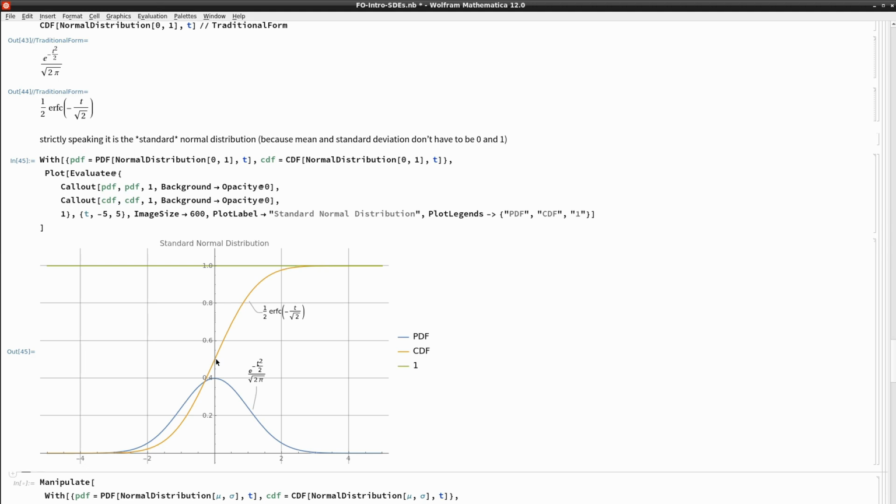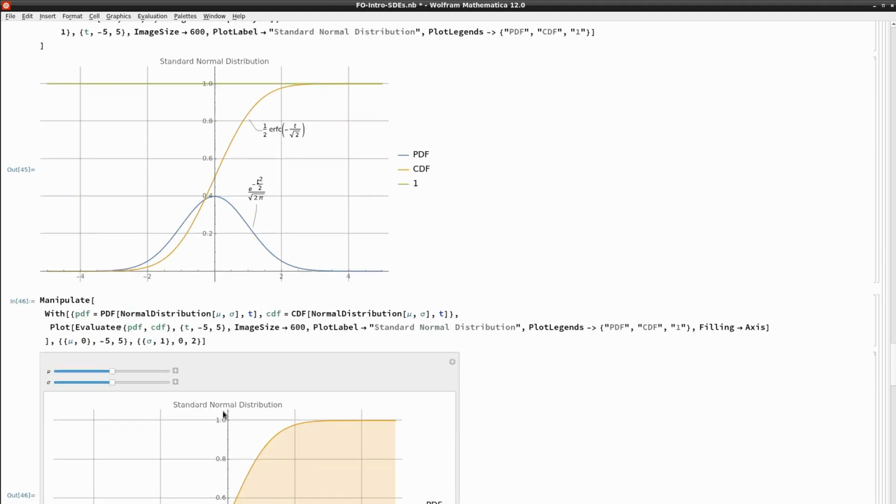And towards infinity, we are converging towards 1. That's what I said: the integral under the blue curve is 1. That's a requirement for the probability density function to be a distribution density. Okay, so we start at minus infinity at 0. We integrate all the way up to 1. So these are PDF and CDF for the standard normal distribution.